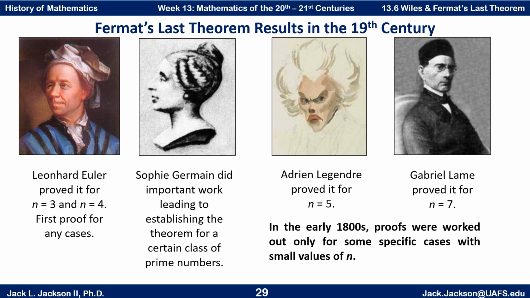Sophie Germain did a lot of important work on Fermat's last theorem, and her work led to establishing a theorem for a certain class of prime numbers, but she didn't prove the whole thing. Legendre proved it for n equals 5, and Lamé proved it for n equals 7. So in the early 1800s, proofs were worked out, but only for some specific cases where n was small. So we've got it proved for cases 3, 4, 5, and 7, some of the smallest cases. And then comes along Kummer.